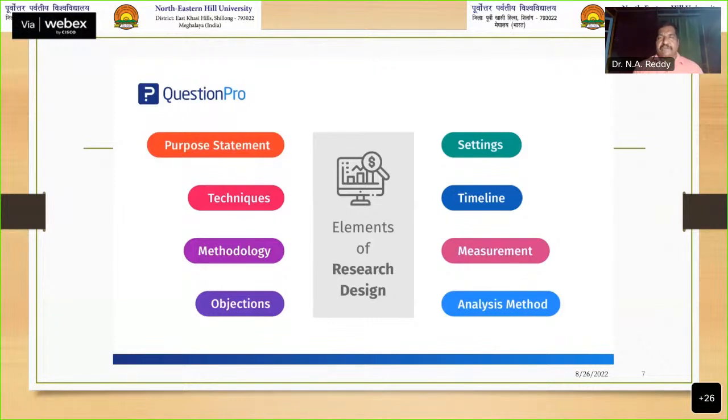Here, what are the elements of research design? Design itself, like fashion design, you are familiar with. Mostly politicians, sports personnel and film actors are always models. They have their own fashion purpose. Here you can see the purpose statement, techniques, methodology, objects, setting, timeline, measurement, and analysis method. That's why I told you, in research design some researchers say overall everything, but most researchers tell how you are going to collect data and how you are going to analyze data, what type of tools you can use. These things are important under research design.